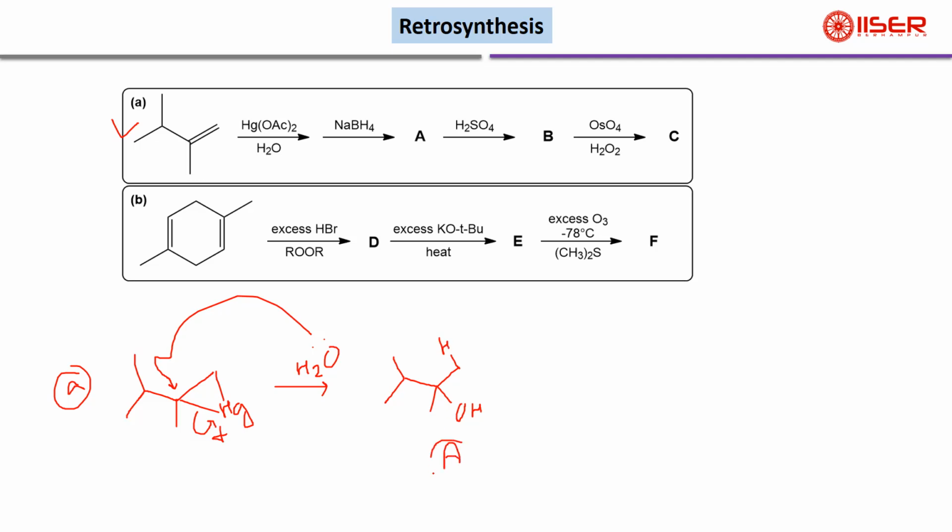In the next step, if we add H2SO4, this will be H2O, and through an elimination reaction it will give us alkene. Now if we add osmium tetroxide, H2O2, it will form dihydroxylation.